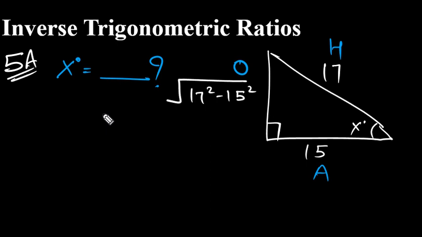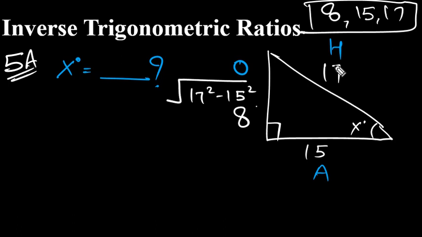Let me do it. Square root of 17 square minus 15 square. This will give you 8. Also, this is a Pythagorean triple shortcut if you want to remember. If two sides are like 8, 15, the other is 17. So this is an 8, 15, 17. This is a shortcut. So if two sides are given, you can tell the third one automatically.